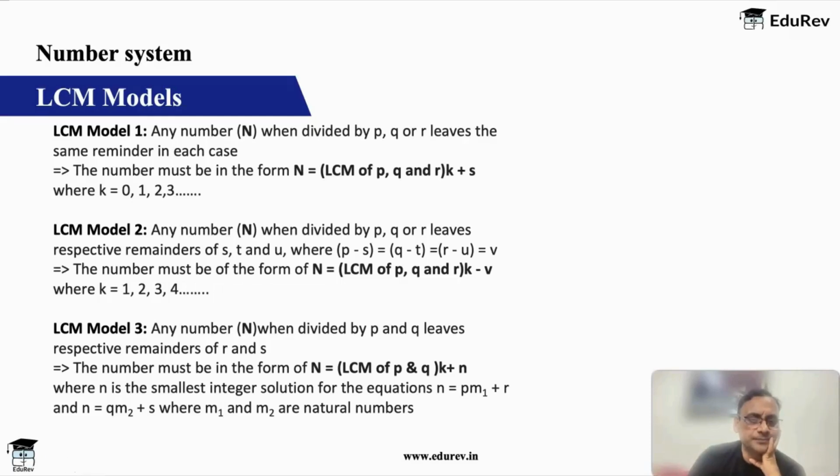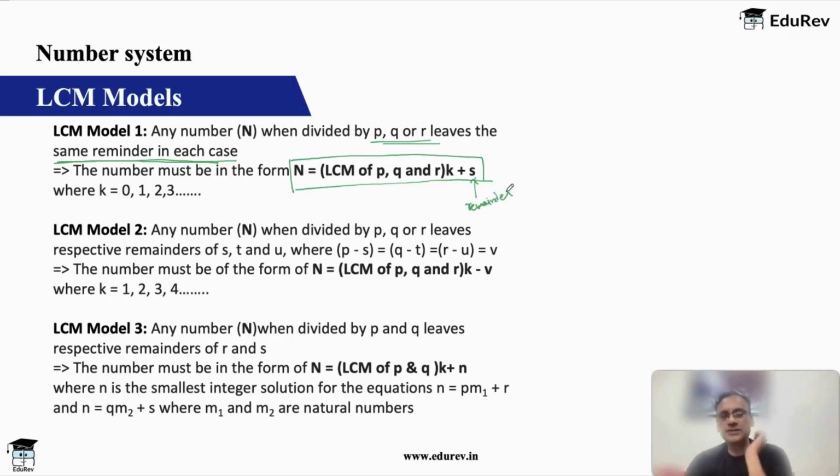So model 1 is when any number, when it is divided by P, Q, R, it can be divided by 2 numbers, 3 numbers or 4 numbers. I have taken 3 for example. It leaves the same remainder in each case. The important part is it leaves the same remainder. Okay. So in that case, the number must be of the form n is equal to LCM of P, Q, R into a constant plus s, where s is the common remainder. That is what it means.